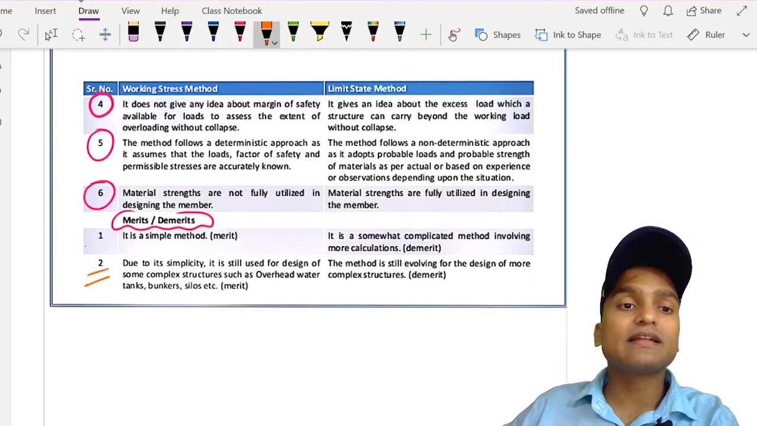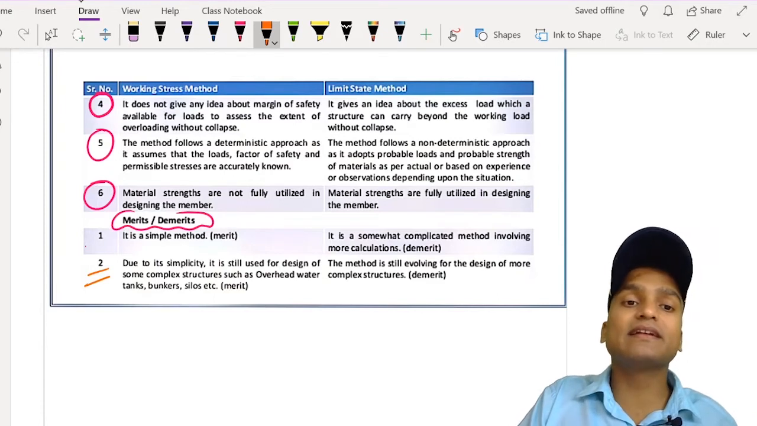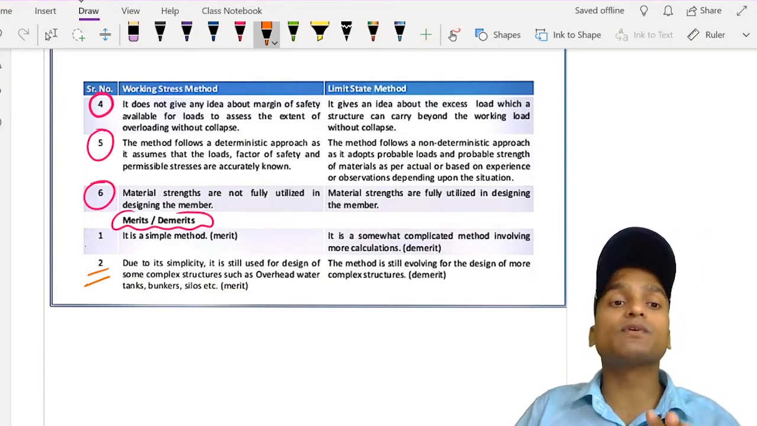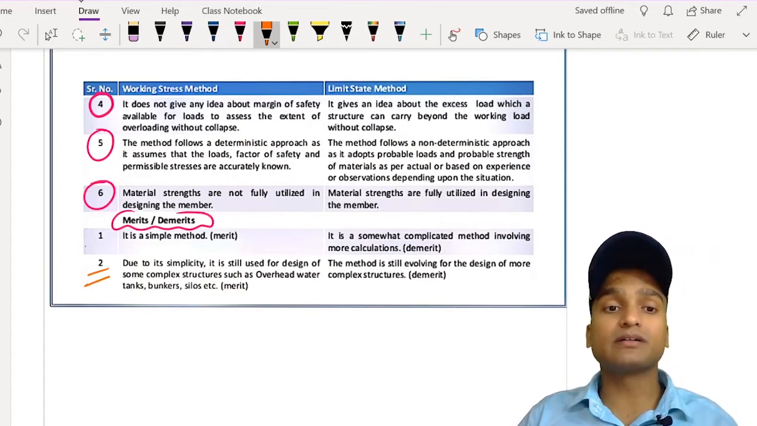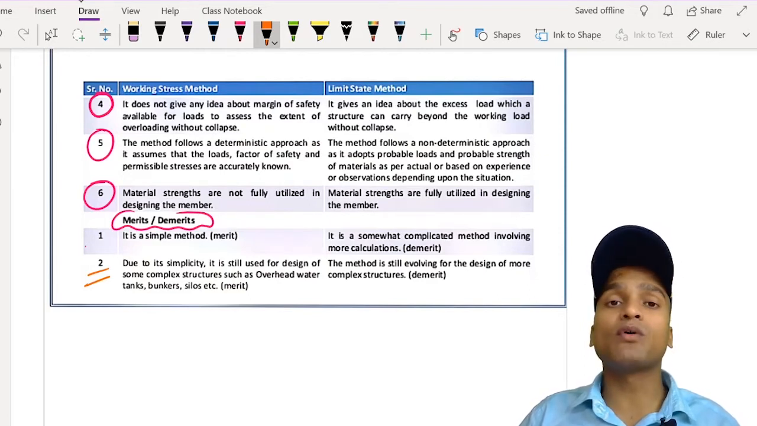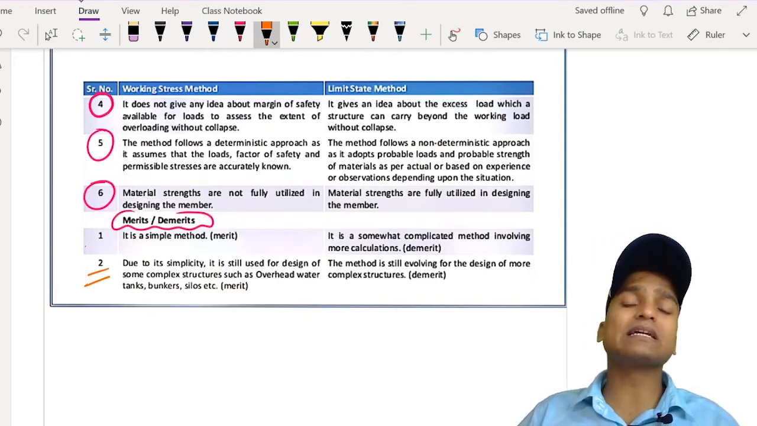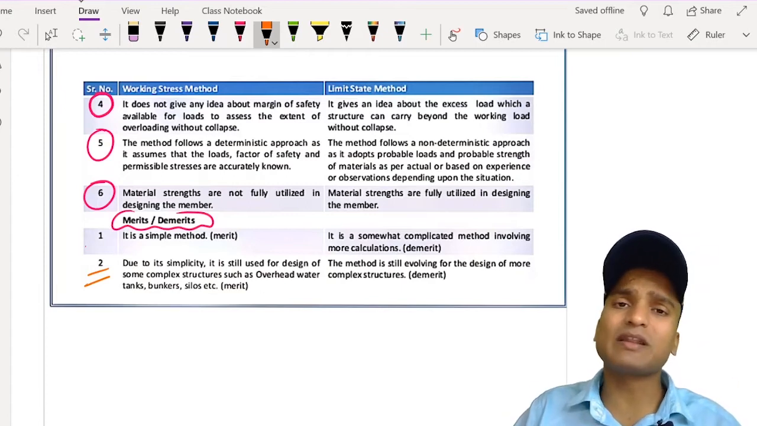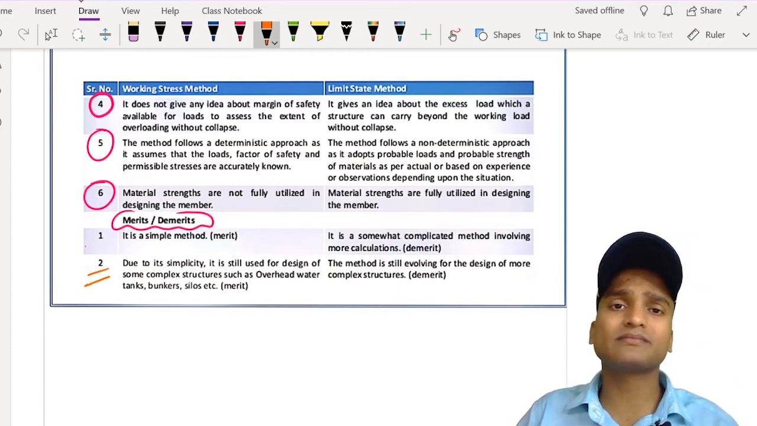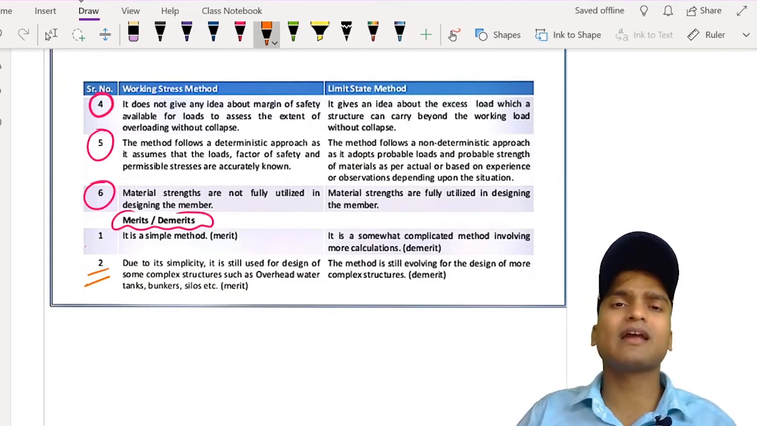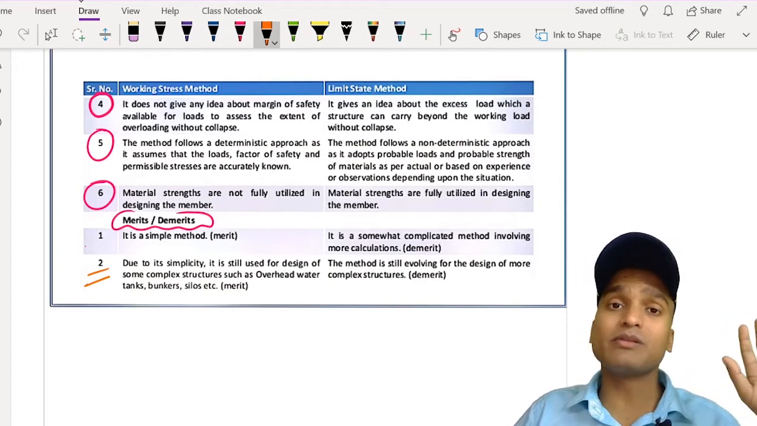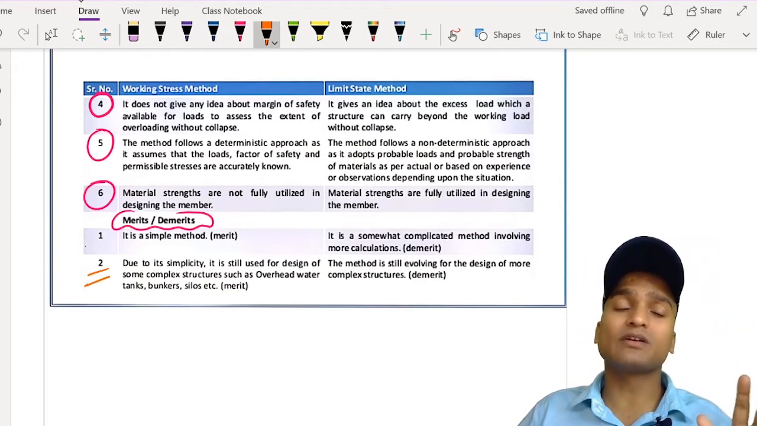Second point says that since WSM is a simple method, due to its simplicity it is still being used for design of complex structure such as overhead water tanks, bunkers, silos, water retaining structures, dams, embankment walls, etc. Because in complex structure we can easily apply simple method and get the results. Even if we get uneconomical design or over design, at least we are sure that the design will be stable, na? So that's the goal.